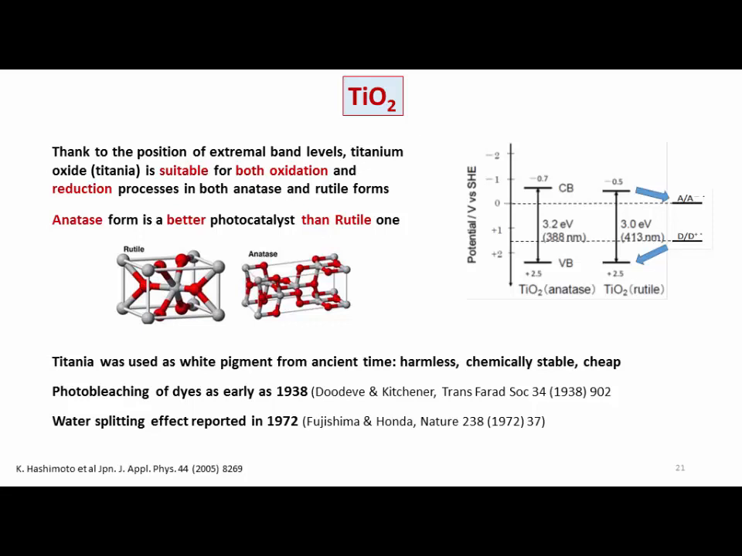Among the different phases of titanium dioxide, there are four, but these two are the more relevant. Anatase is better, because you see, this is the band configuration. Both are okay, because again, they encompass the levels for reduction and oxidation of water. But anatase behaves better. So essentially, if you can, you go and take anatase.